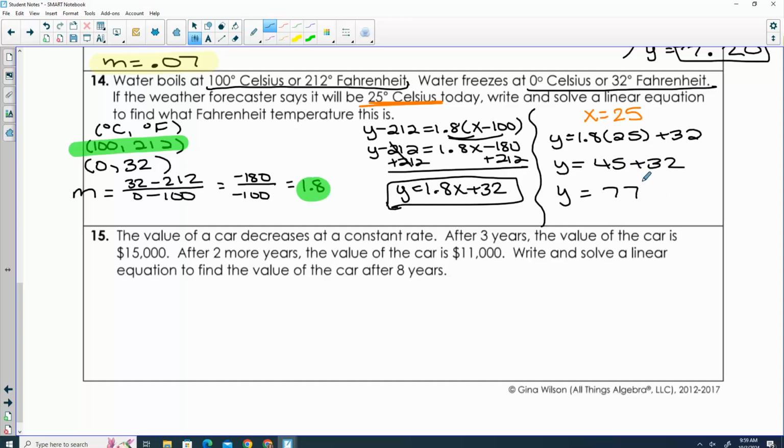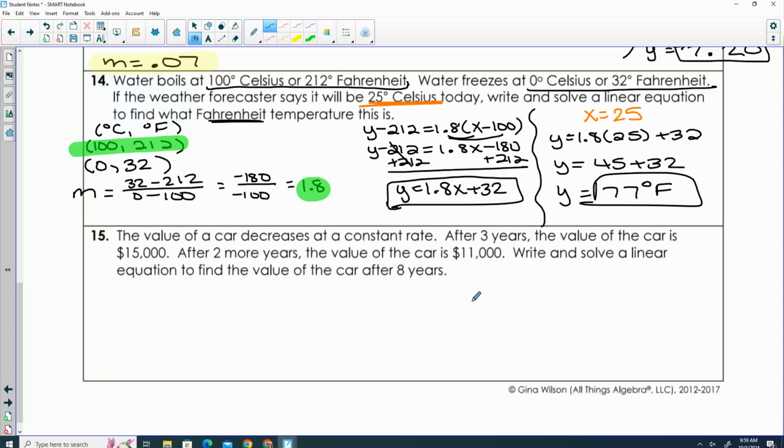Keaton, can you tell me what the label would be on that? 77 what? 77 degrees. Mm-hmm. And that was my Y, so it's our degrees Fahrenheit. All right, very good. Any questions on that one? Let's try another. The value of a car decreases at a constant rate.